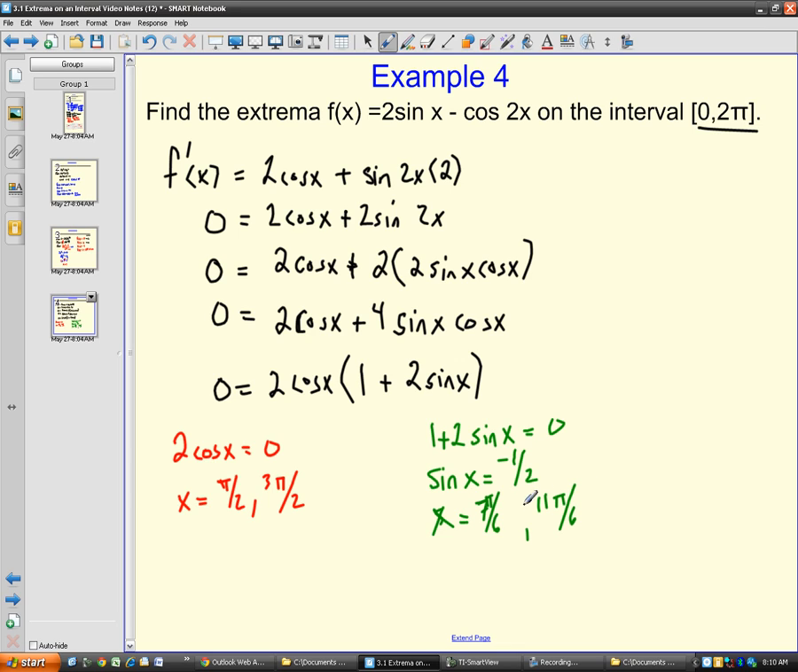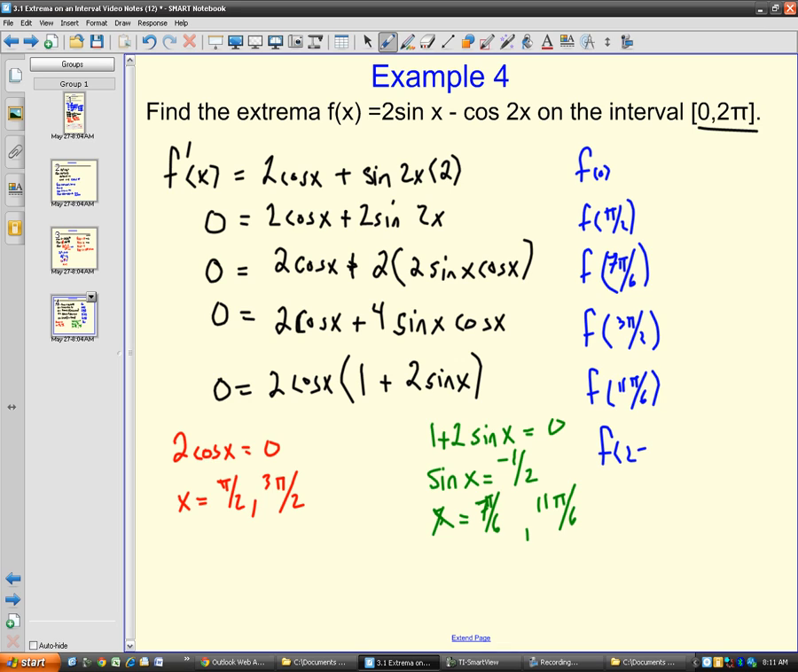Now, if we're trying to find the relative extrema, we're going to plug these in. We've got 4 plus these 2, so we have 6 to find out which is the highest and which is the lowest. So we're going to do f of 0, f of pi over 2, f of 7 pi over 6, f of 3 pi over 2, f of 11 pi over 6, and f of 2 pi. I'm going to leave those calculations to you for the sake of time, but we'll give you the numbers.